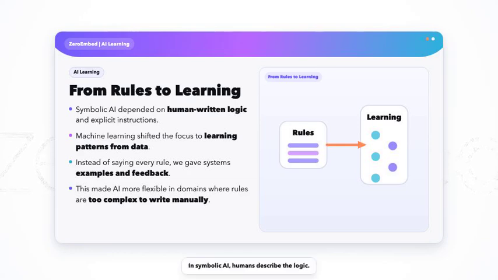In symbolic AI, humans describe the logic. The machine follows it. In machine learning, humans provide data, objectives, and training methods. The system then discovers patterns that help it make predictions or decisions. This matters because many real-world problems are too messy for a perfect rulebook. Think about recognizing faces, forecasting demand, filtering spam, or understanding customer intent. Learning-based systems work better there because they adapt from examples instead of waiting for a human to define every possible condition.